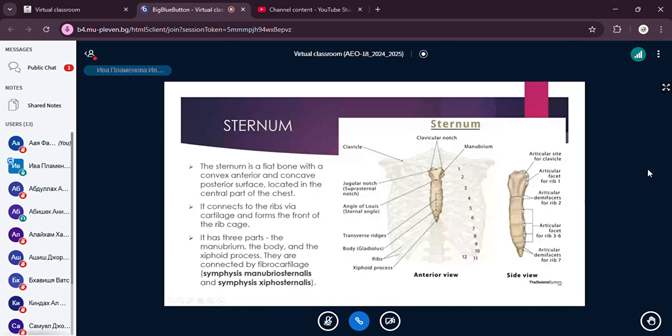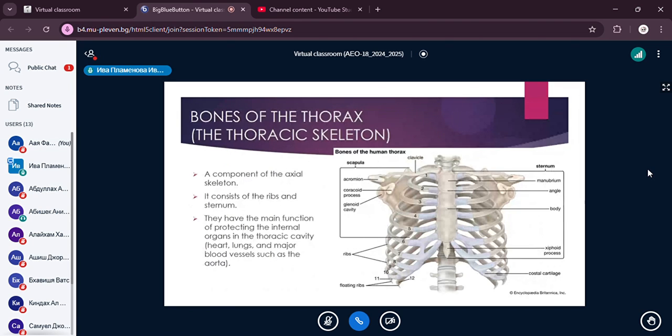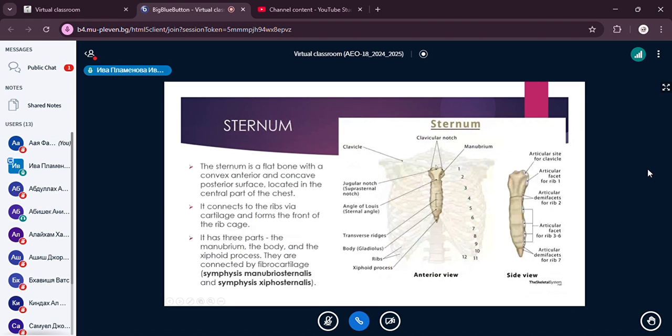So, I told you, when you have to talk about the bones of the thorax, you have to say that the thorax consists of the ribs and the sternum. Of course, for the sternum, you have to say that it has three parts: the manubrium, the body, and the xiphoid process.